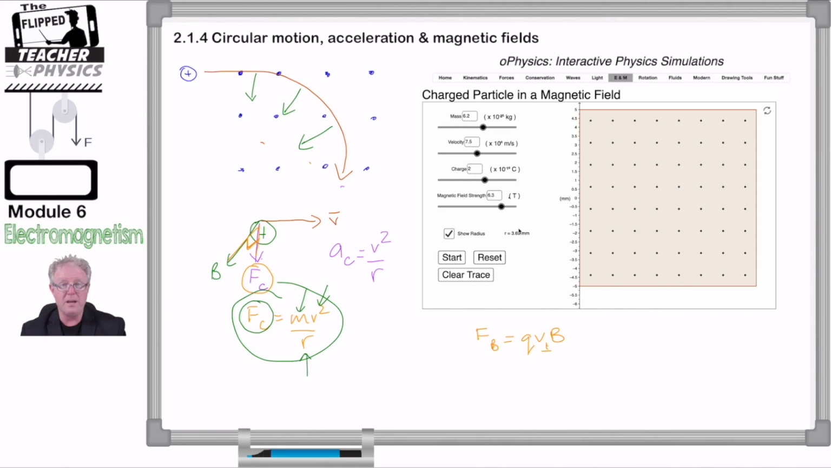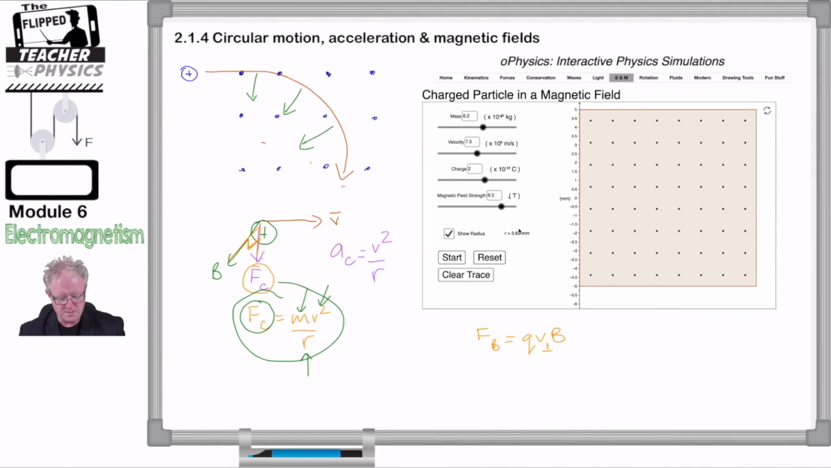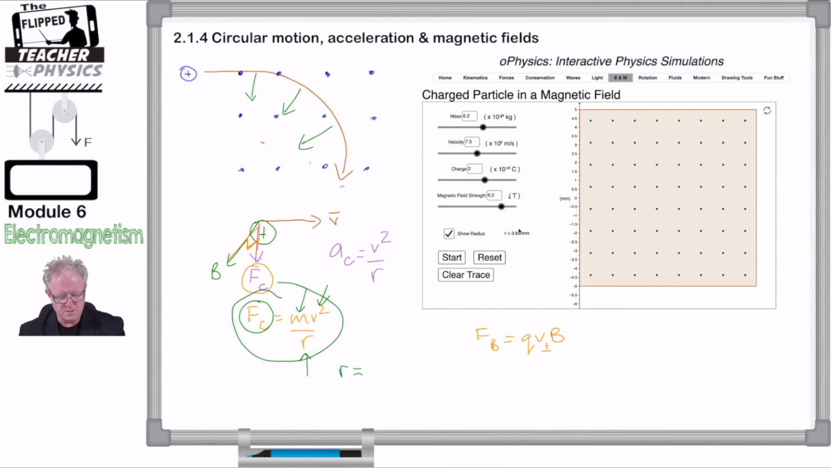So if I rearrange this equation, I can say that the radius is equal to mv squared on Fc, okay? And so there's an inverse relationship there. So let's have a look at the effect of mass. If I increase the mass, what happens to the radius? So everything else stays the same.